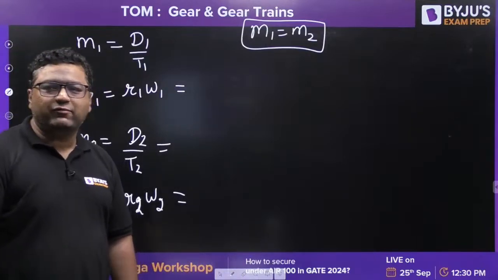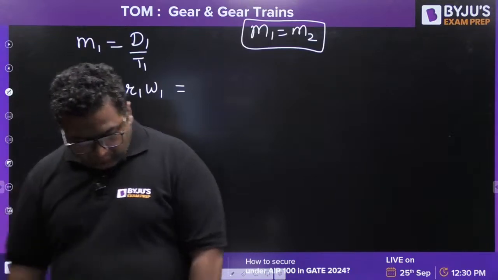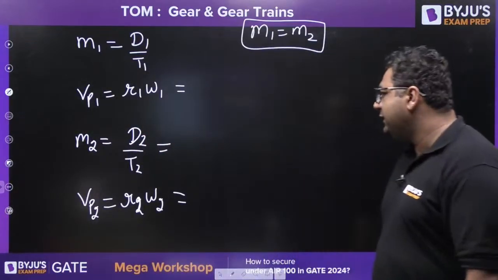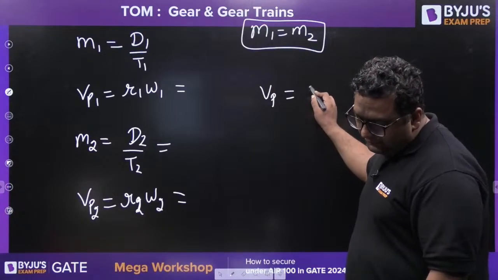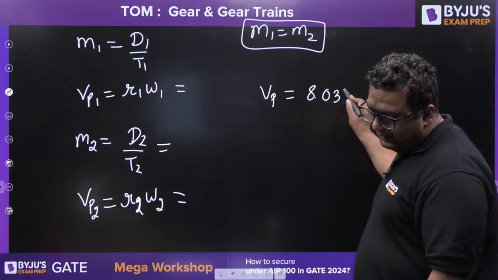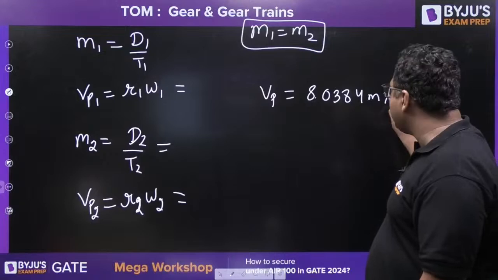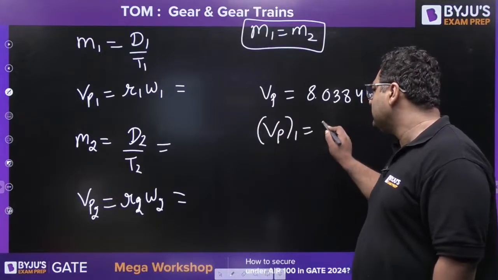Yes, Basanti, good evening. Okay, Teju has found out the pitch line velocity as 8.0384 meter per second. Yes, it is correct. It is meter per second. Yes, it is coming for both. VP1 is equal to VP2.